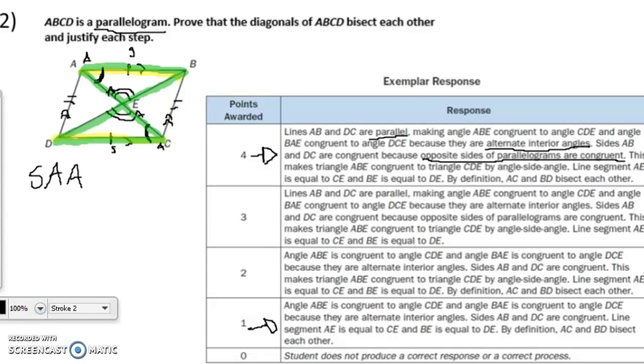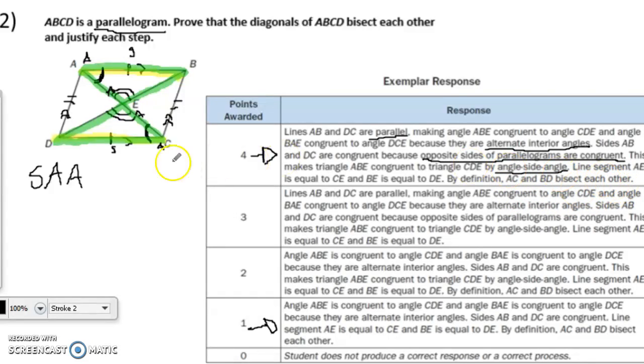So this makes triangle ABE congruent to triangle CDE by angle, angle, side. Down here in the one-pointer explanation, they didn't tell how they knew those two triangles were congruent. So it's really important that you say that and you give your justification. And then segment AE is equal to CE and BE is equal to DE. So by definition, AC and BD bisect each other.